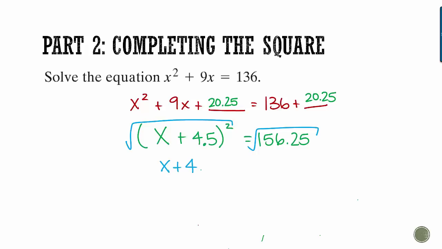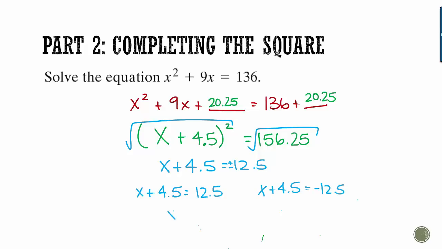So we end up with x plus 4.5 equals 12.5. And remember we had plus or minus there. So set this up into two equations. X plus 4.5 could also equal negative 12.5. Now if we subtract 4.5 from both sides, we get 8 as one of our options, or negative 17.